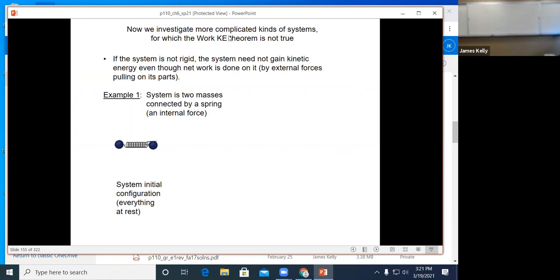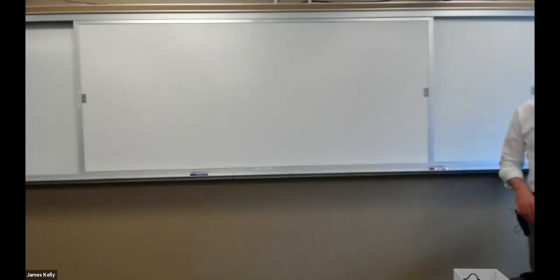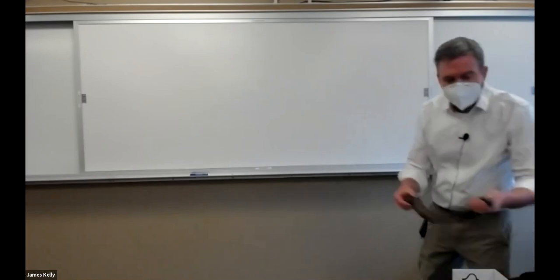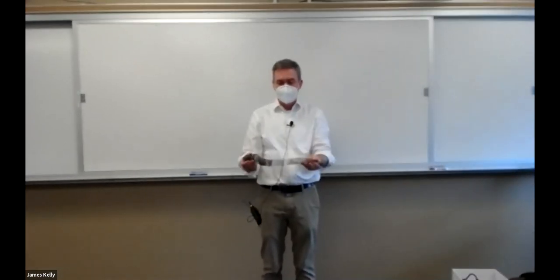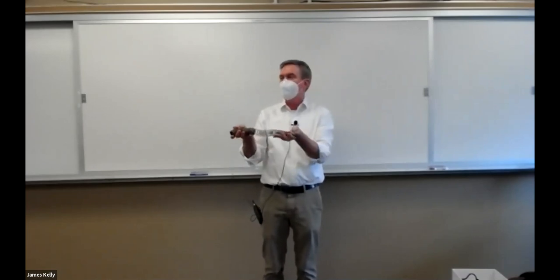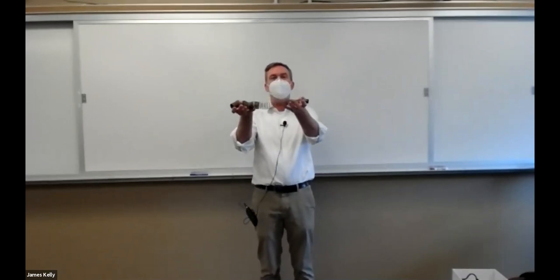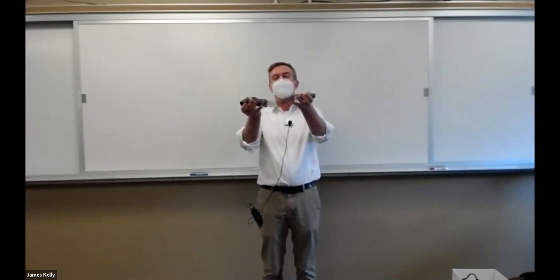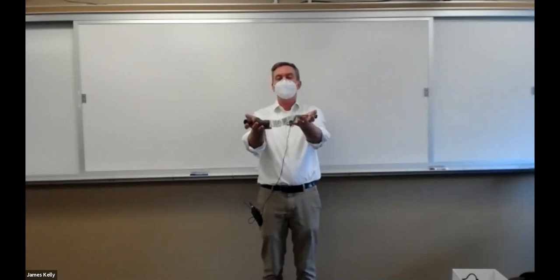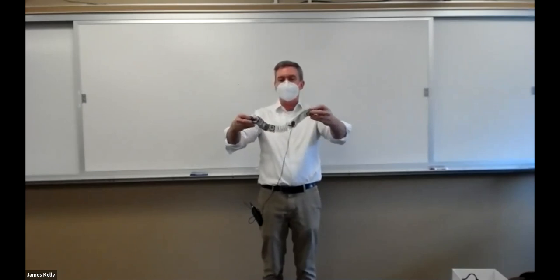So let me stop sharing and show it on the camera. Here's a spring I found that I attached two masses to. It's the best thing I could find on short notice. Okay, so imagine, forget about gravity. This thing's floating out in space. I'm in deep space. There's no gravity anywhere, right? Completely relaxed, right? This is my system that I'm going to consider. It's not a rigid system. It has some internal springiness to it.